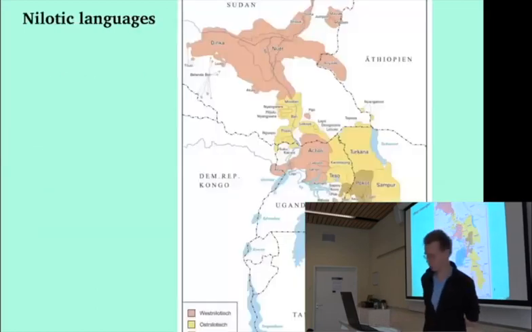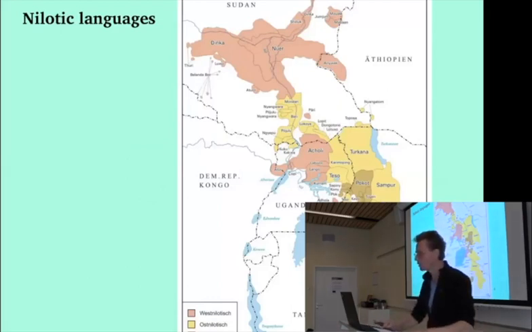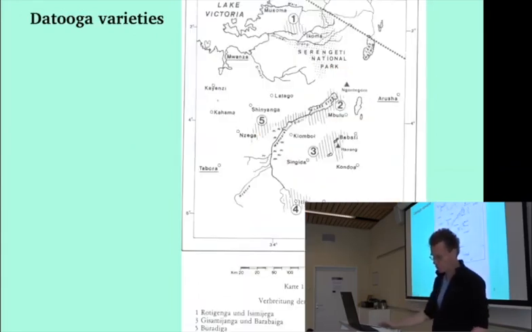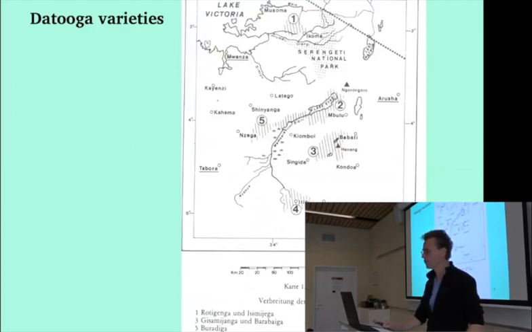For geographical orientation, very basic, you all probably know Datooga is a southern Nilotic dialect cluster. Basically, Alice has said everything. We see these brownish blobs here. This is southern Nilotic Datooga, and basically the data that I am using are drawn from the Burediga and the Gisamjanga varieties, that is number 2 and number 5 on this map. That is, we are basically here and here.